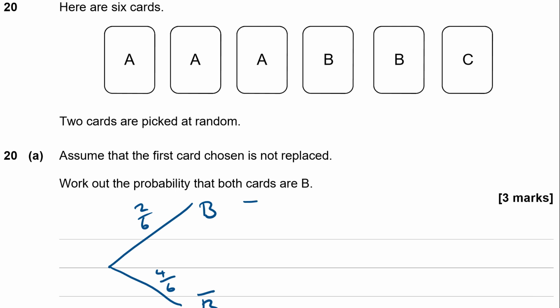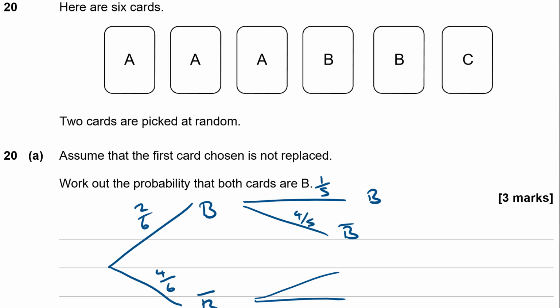And then for my second selection, if I picked B the first time, I'm going to have 1 B card left out of a total of 5. And what's the probability of not picking B? Well, I've still got 4 not B cards out of a total of 5.